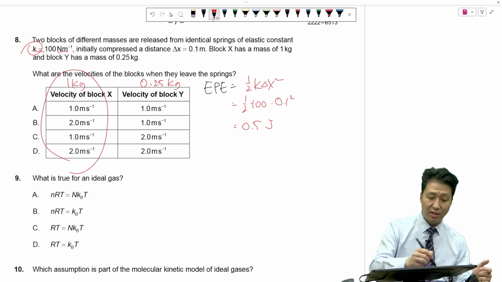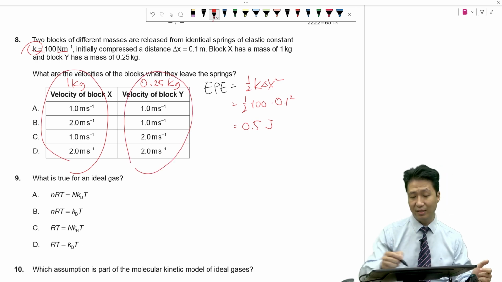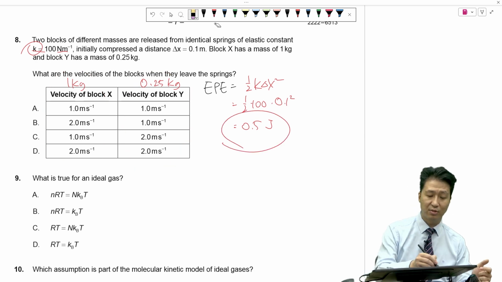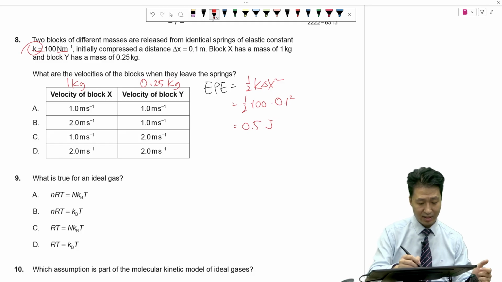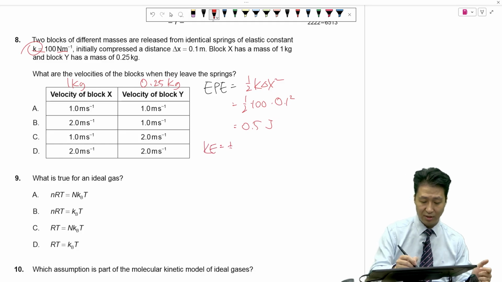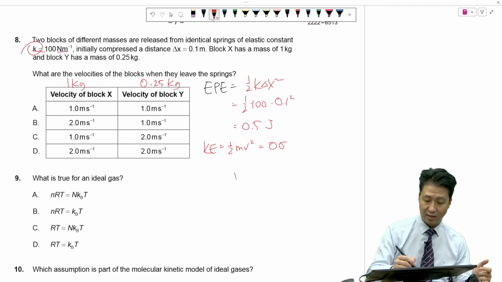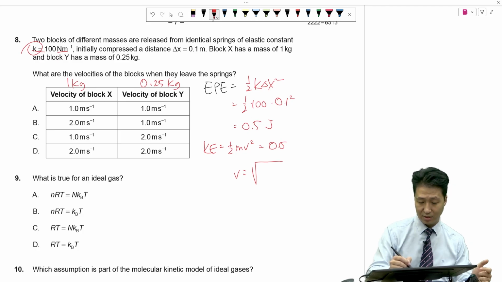The kinetic energy of both these blocks has to be identical to the elastic potential energy because that's where it came from. Kinetic energy being 1/2 mv squared means that the velocity has to be the square root. So 1/2 times 0.5 is just 1. So it's 1 over the mass.